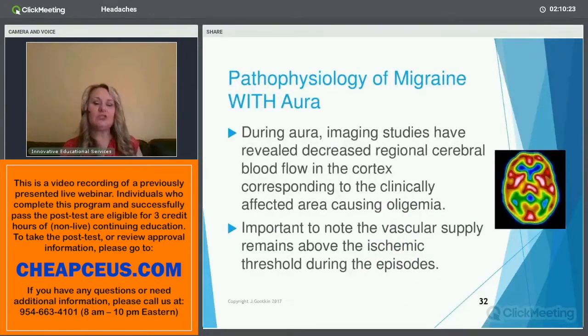When they've looked at actual imaging studies for individuals who are experiencing migraine, they're finding that there is oligemia, which means a decrease in the microvasculature blood flow in the cortex of the brain. And they're finding that particularly in our trigeminal nuclei, there is a region that is very responsible for our pain processing of the nociception input.